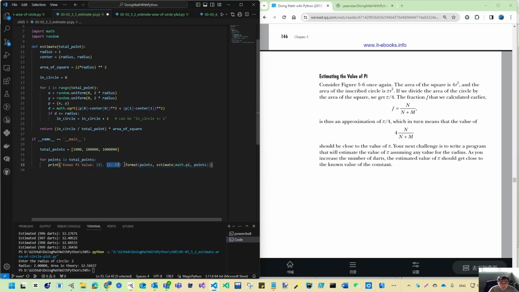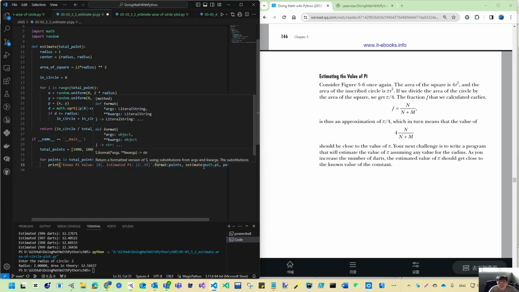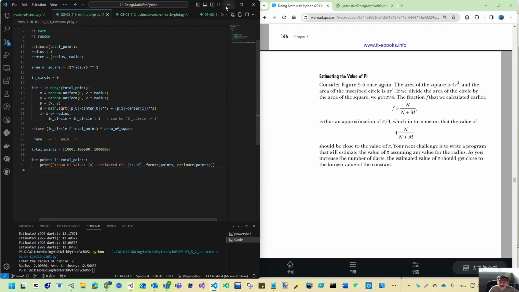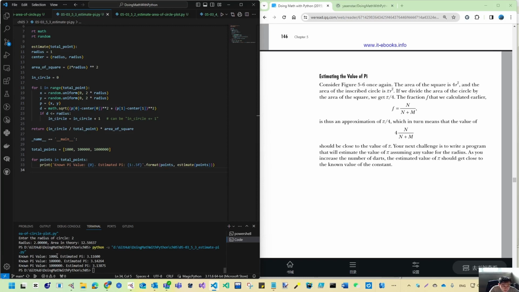And the estimated value. So the estimated pi is this one. So the format is what we will call estimated. We just give the points to it. Then that is our estimated. So let's have a look. So you can see here, 100 is estimated. That should be math.pi.